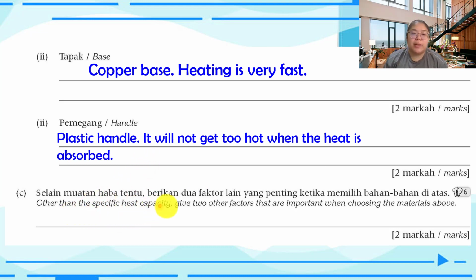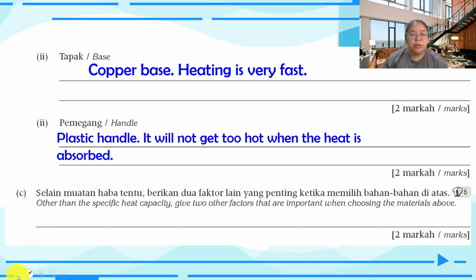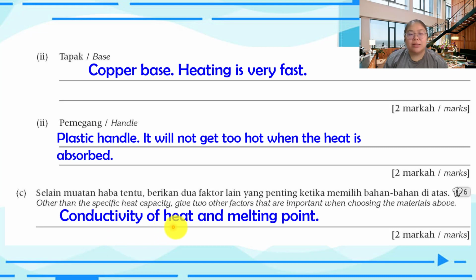Other than the specific heat capacity, can you give two other factors that are important when you choose the materials above? Okay, so from here, besides the specific heat capacity, we need to check the melting point. The melting point must be high, because it's not easy to melt. Another one must be the conductivity of the heat. You want to conduct heat faster. So these are two factors when you want to choose the material for cooking.